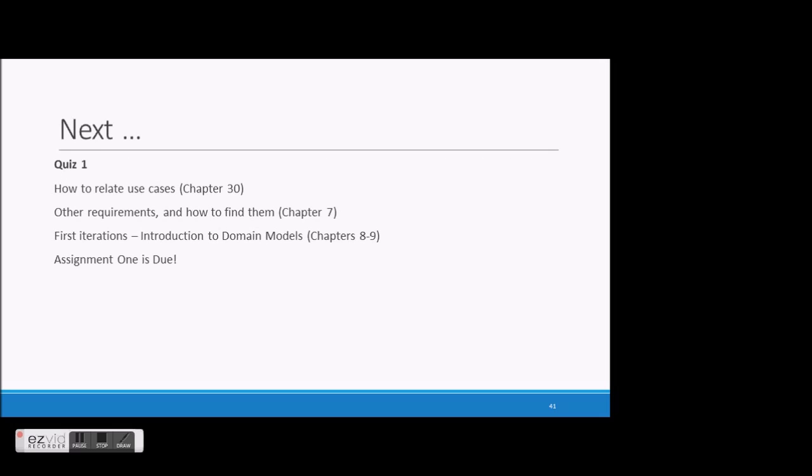We'll talk about other requirements and how to find them. That's in Chapter 7. Talk a little bit more about the system specification document there and some of the other artifacts that capture other requirements. And then we're going to start talking about the first iterations, and we will introduce domain models next Friday as well. And that's Chapters 8 and 9. So if you want to read ahead, Chapters 30, 7, 8, and 9 for next Friday.